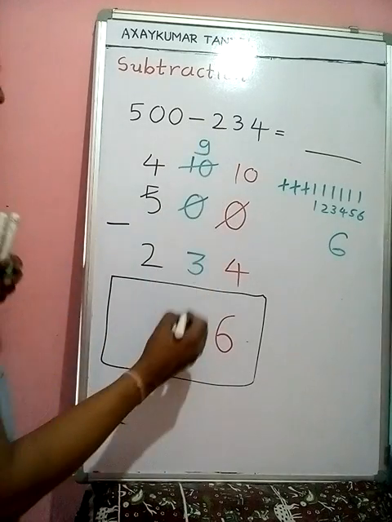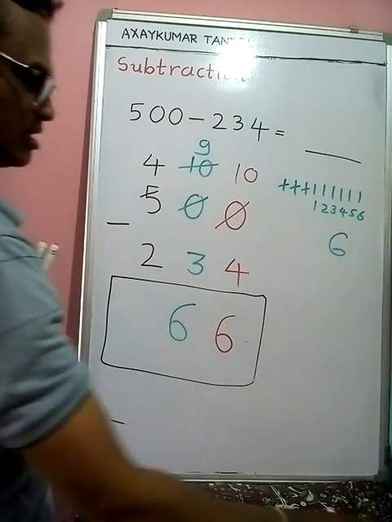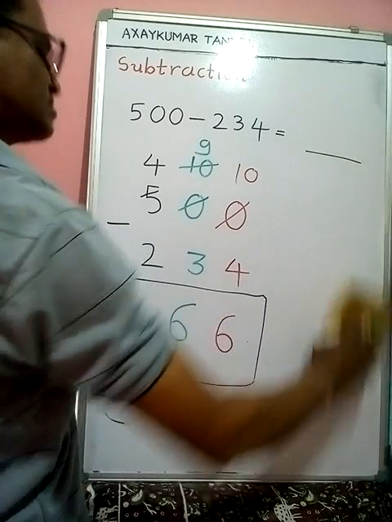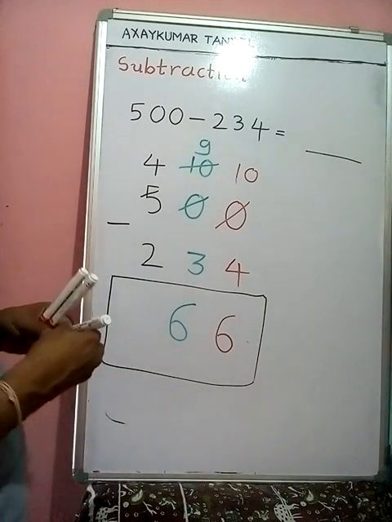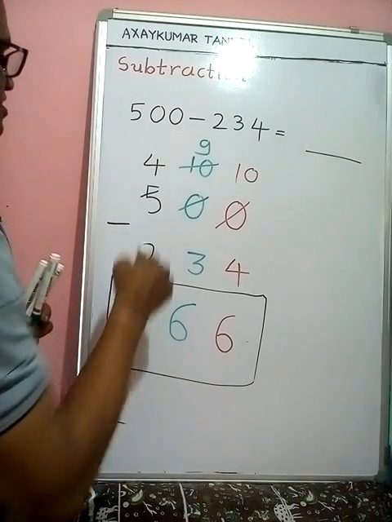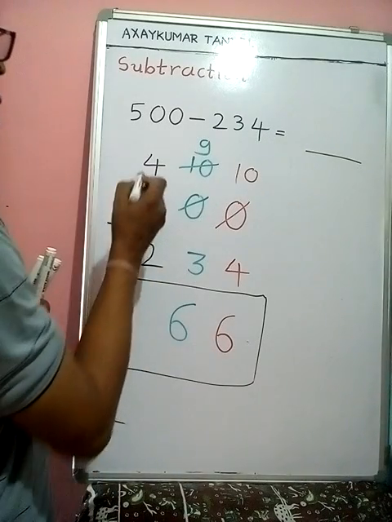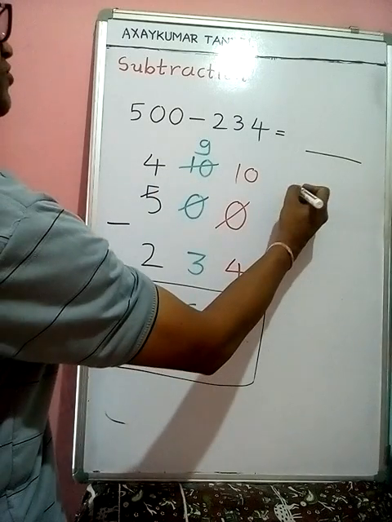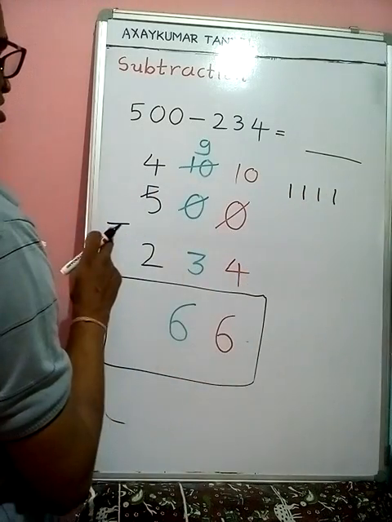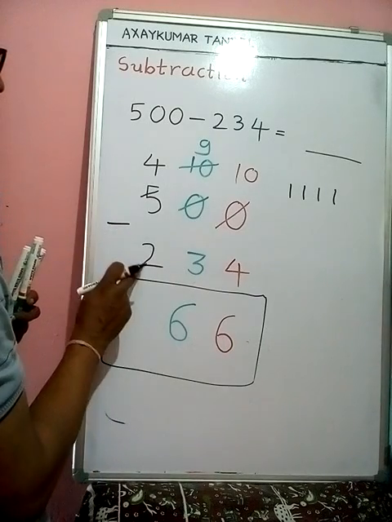How many saving? 6. So we write 6 under tens column. Our tens column subtraction is complete. Now we do hundreds column subtraction. How many hundreds? 4. We do 4 lines. 1, 2, 3, 4. Cutting. How many cutting? 2.